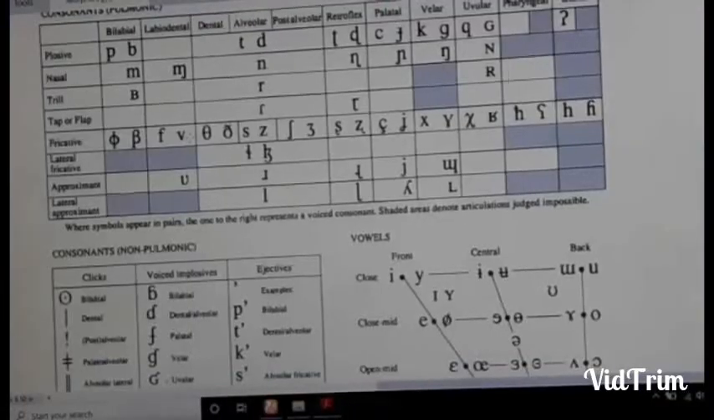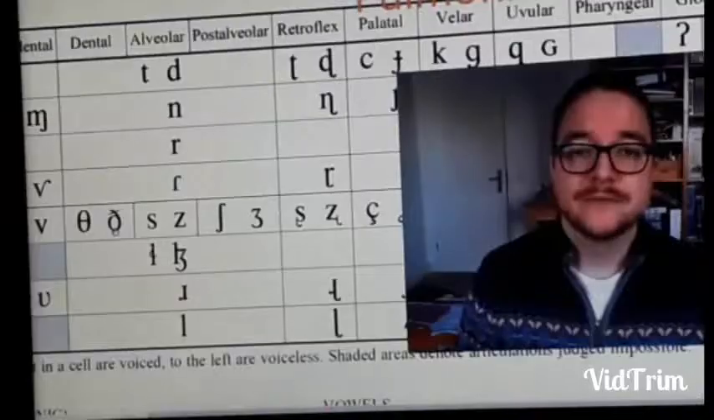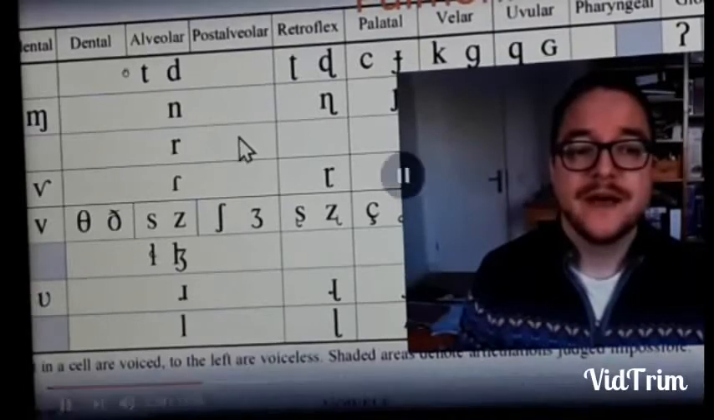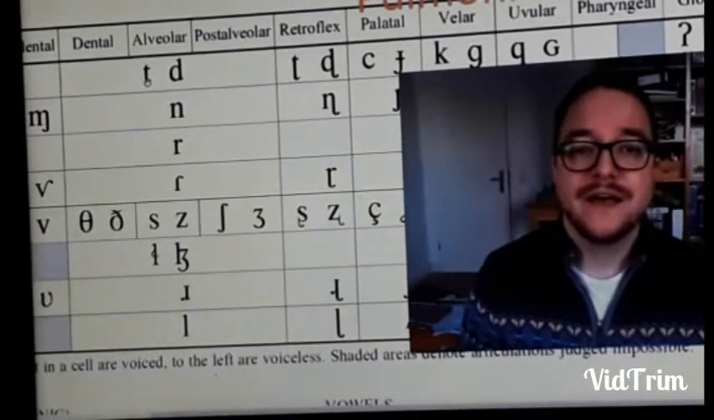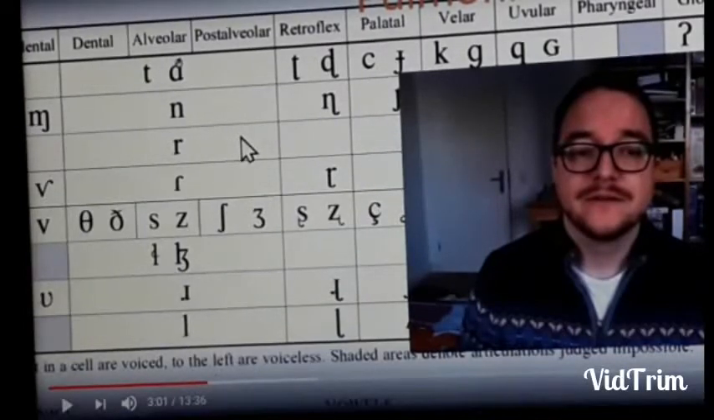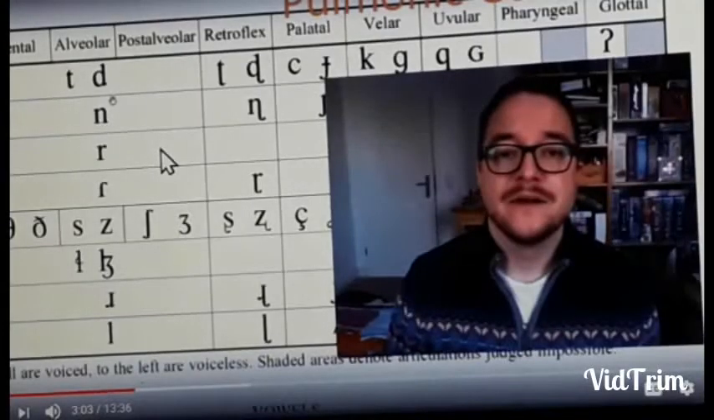Atha, fricative, voiceless. Tha, atha. Alveolar plosive, ta, ata. Alveolar plosive, da, ada. Alveolar nasal, na, ana.